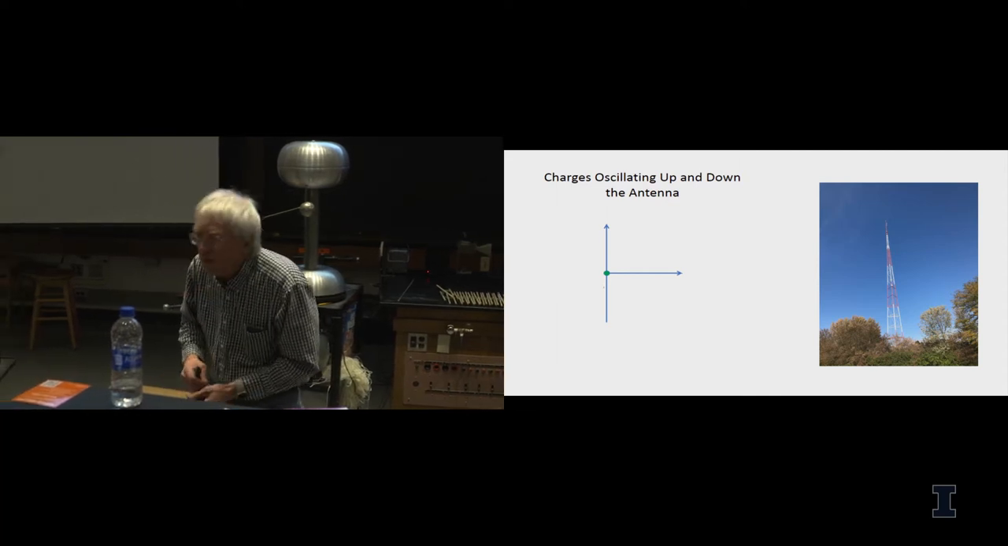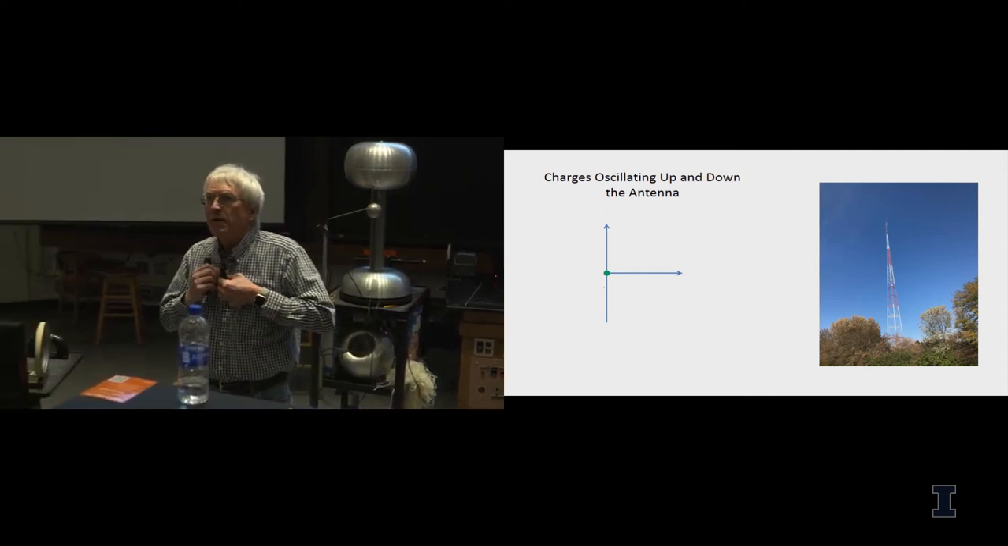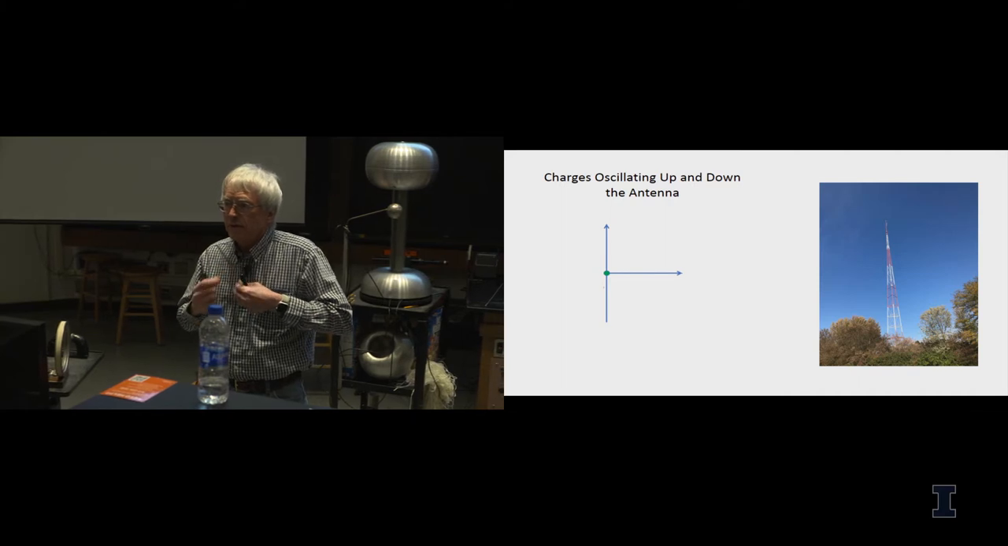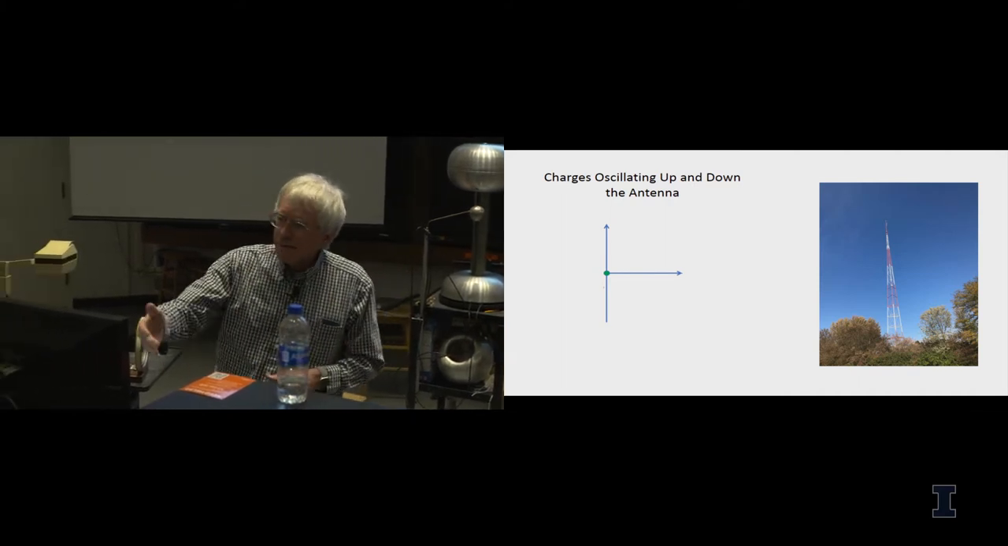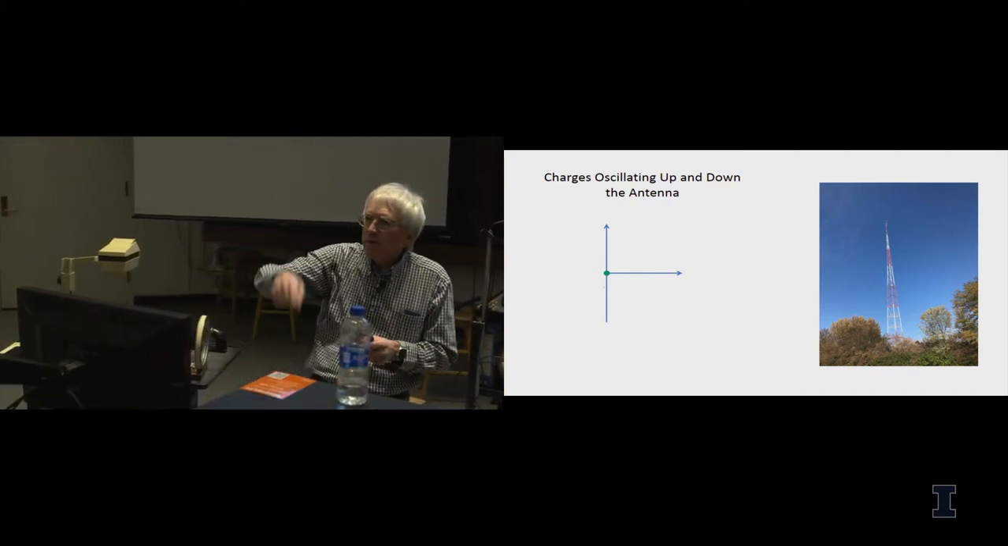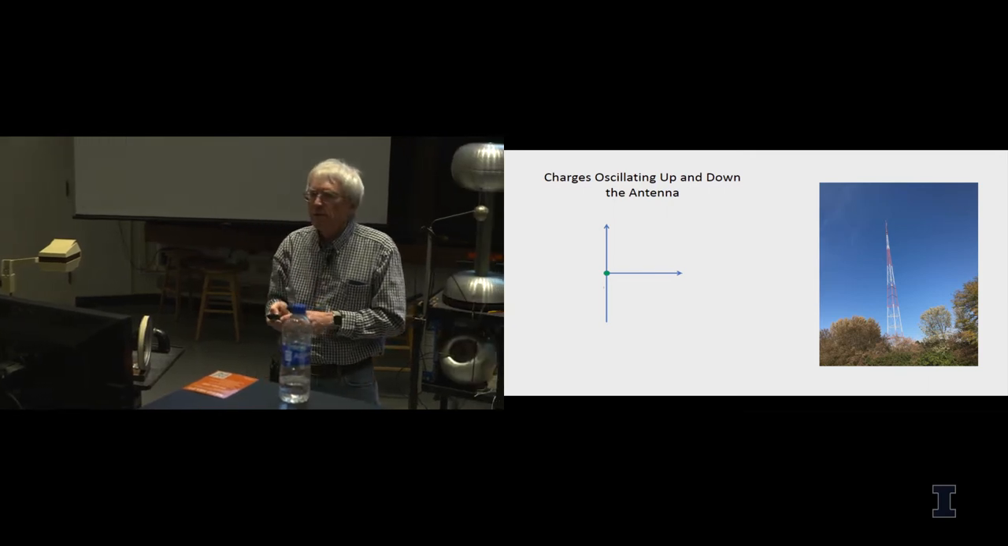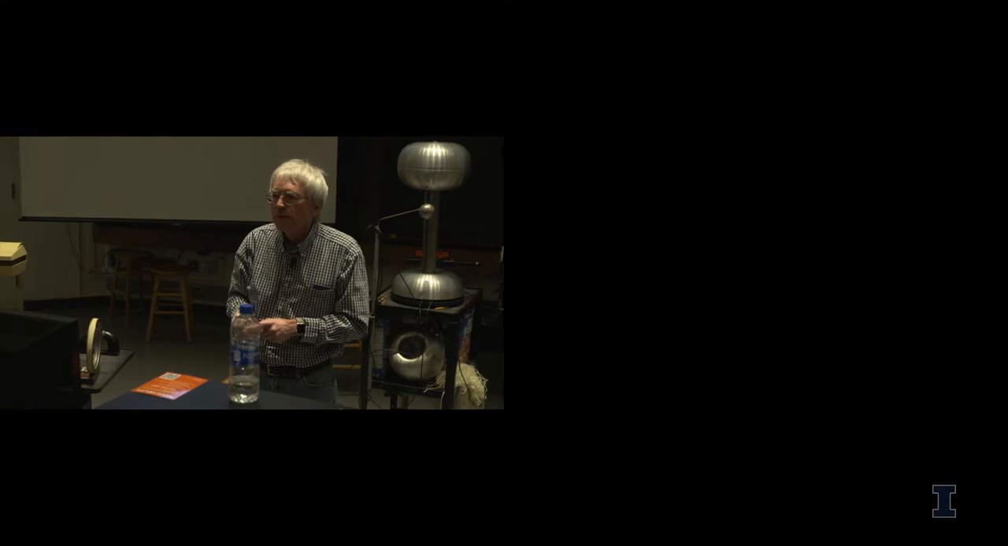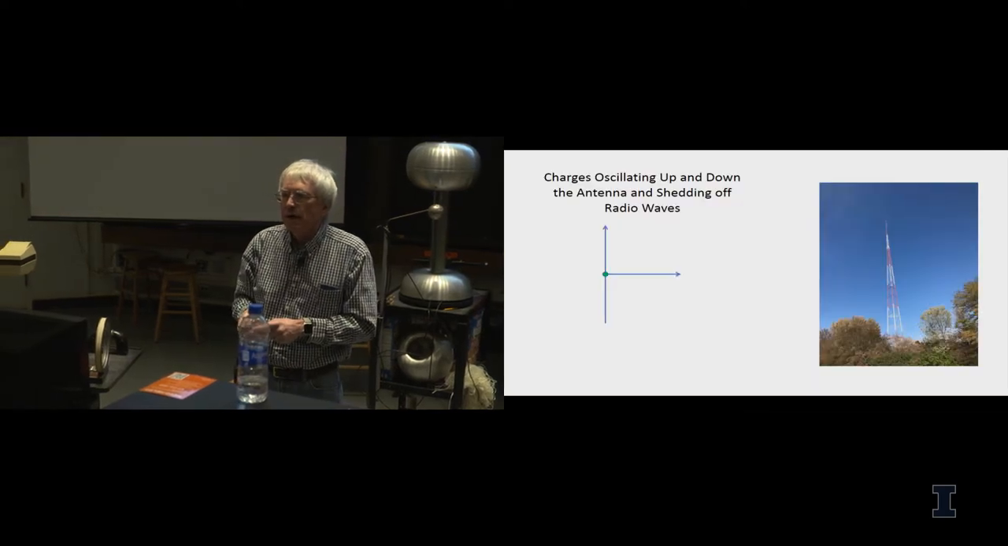So you can imagine that happens, right? We put a signal into the antenna, charge moves up and down like this. What happens to the radiation? How does that happen?